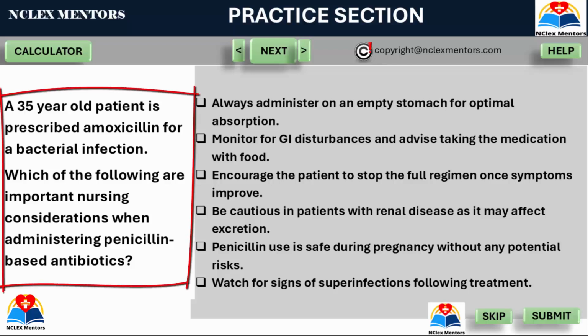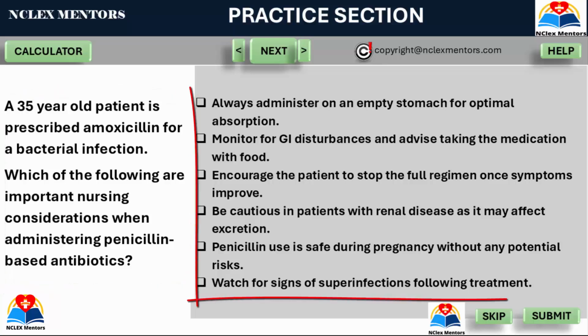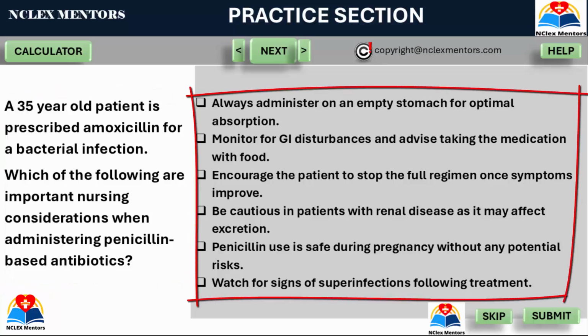A 35-year-old patient is prescribed amoxicillin for a bacterial infection. Which of the following are important nursing considerations when administering penicillin-based antibiotics? The options given to you are: Option A, always administer on an empty stomach for optimal absorption. Option B, monitor for GI disturbances and advise taking the medication with food. Option C, encourage the patient to stop the full regimen once symptoms improve.